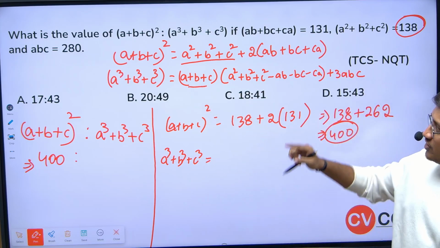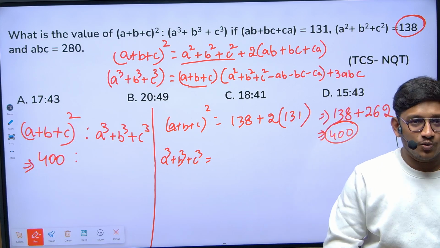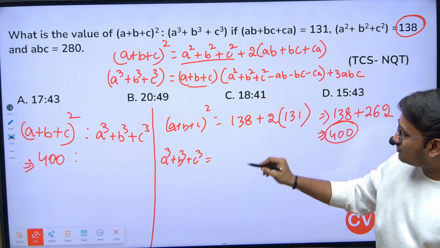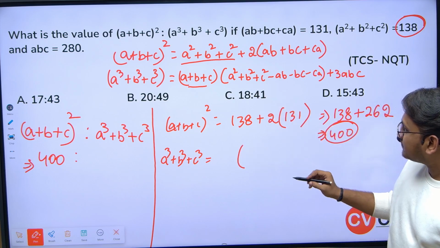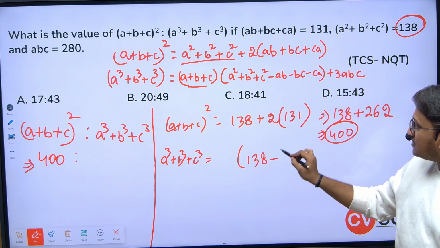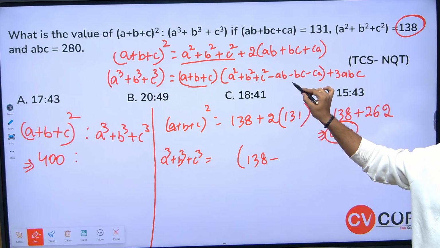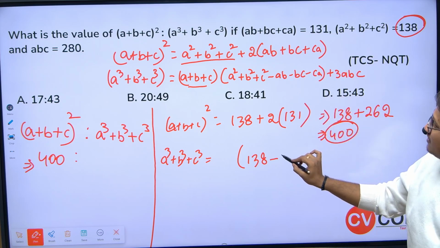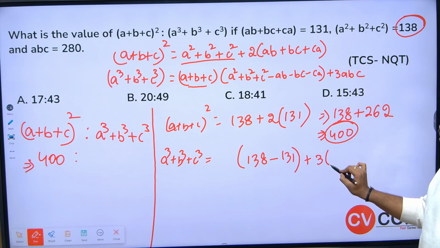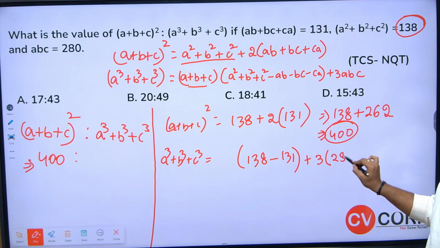Is there any value given for a + b + c in the question? No. So students might be getting confused. Let me write it here. a² + b² + c² is 138 minus, if I take the minus common, ab + bc + ca, so that will be 131, plus 3 into abc, whose value is given as 280 in the question.